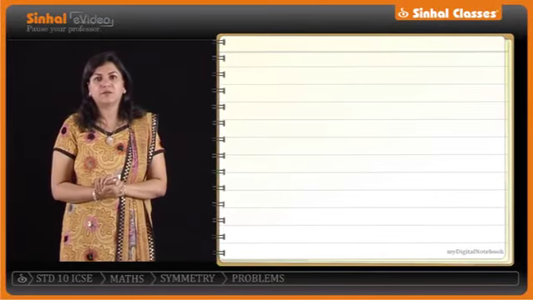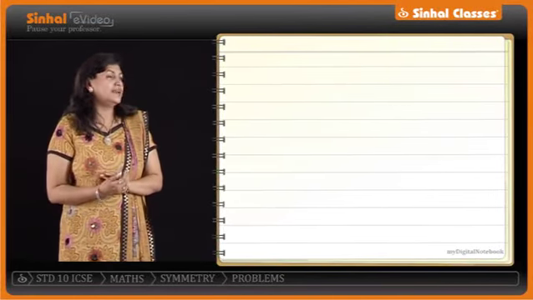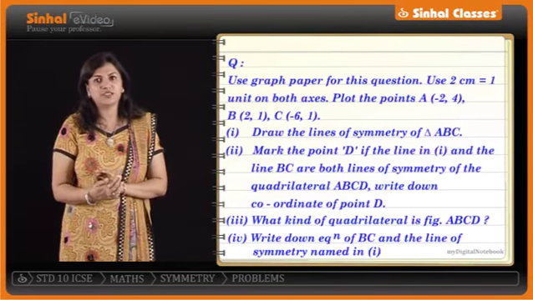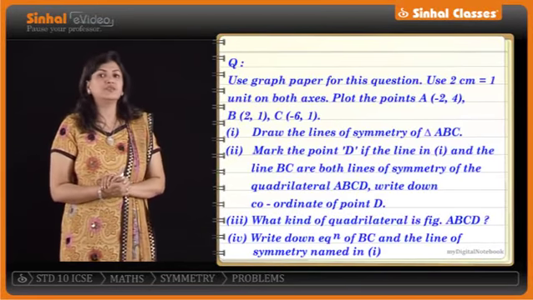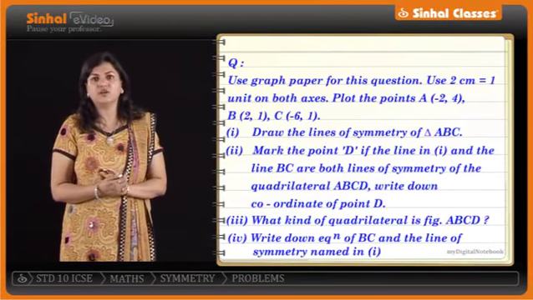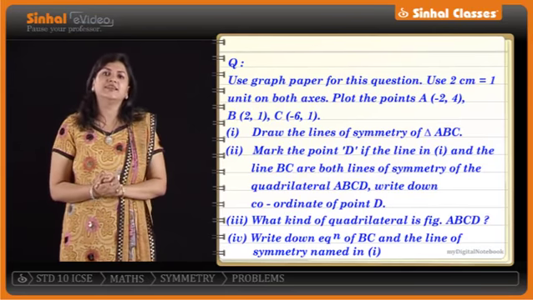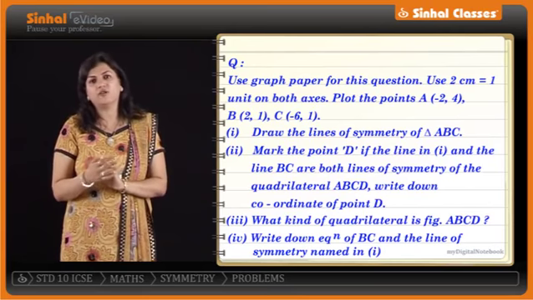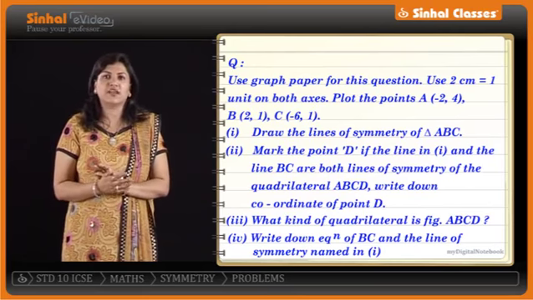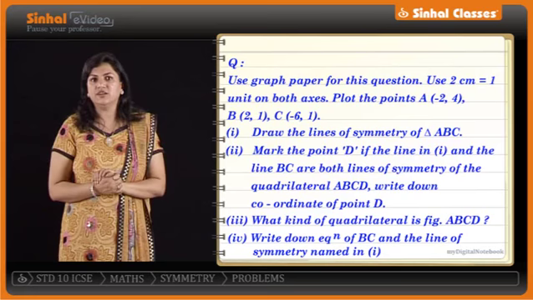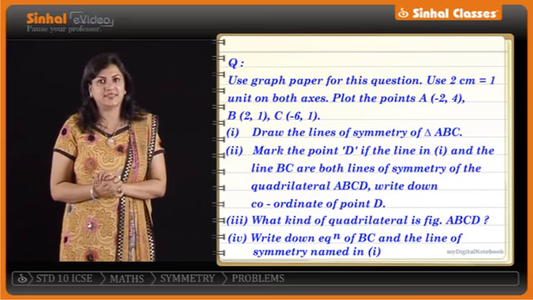Now we take the next problem. It says, use graph paper for this question. Use 2 centimeter is equal to 1 unit on both the axes. It means here we are given the scale for the graph. We have to take 2 centimeter as 1 unit on both the axes.